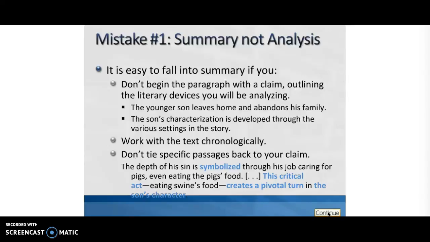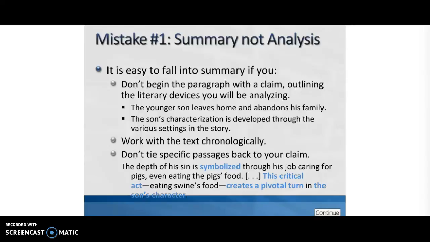If your paper is organized by the chronology of the story, you're probably summarizing rather than analyzing. For example, imagine that the question I want to answer in my analysis is, how do the pigs, the fatted calf, and the robe and the ring show the son's status in this parable? I would not begin by discussing the son's request for his inheritance, the beginning of the story. I'd start by looking at what the pigs symbolize. An analysis should generally be organized by literary devices, discussing the most significant device last, rather than by the order in which they appear in the story.